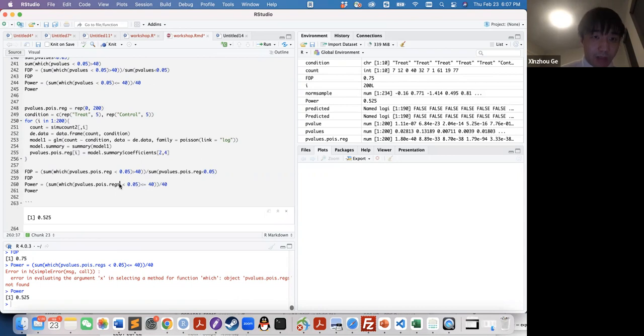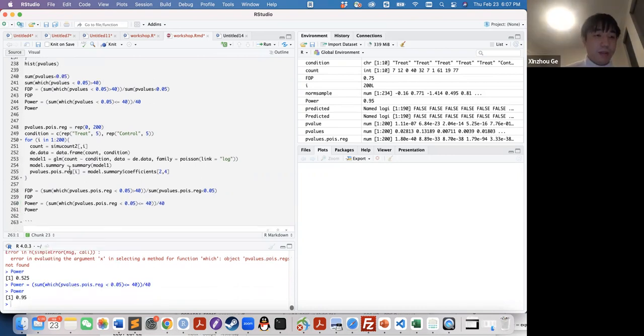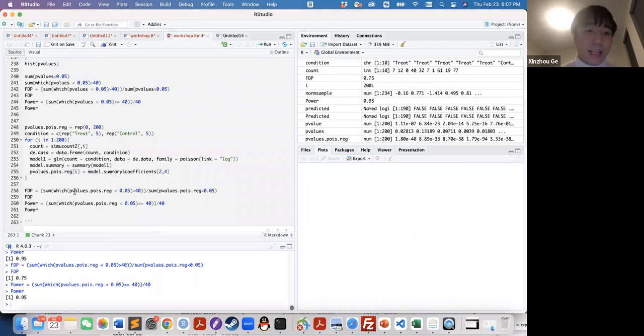P-value, okay, I have extra S here. And the power will be 0.95. So we can see that if we compare these two regression models, the negative binomial regression will have smaller false discovery proportion, but smaller power.